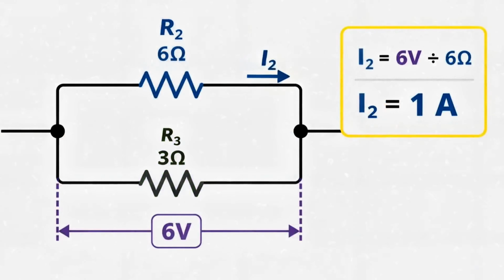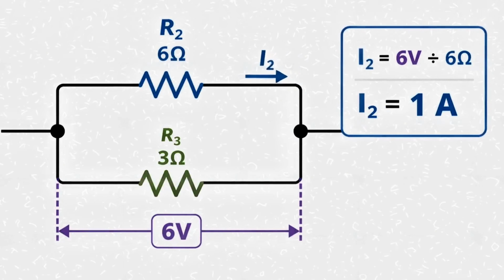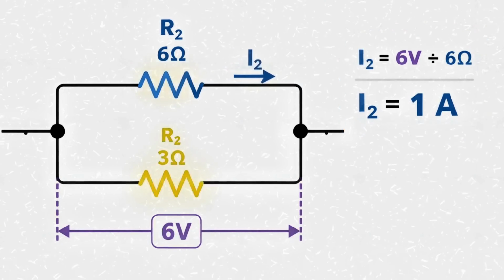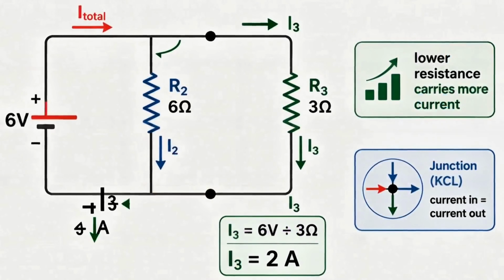Let's calculate the current through the 6-ohm resistor. Current equals voltage divided by resistance. I2 equals 6 volts divided by 6 ohms. I2 equals 1 amp. Now calculate the current through the 3-ohm resistor. I3 equals 6 volts divided by 3 ohms. I3 equals 2 amps. The lower resistance branch carries more current. The 3-ohm branch carries twice as much current as the 6-ohm branch because it has half the resistance.